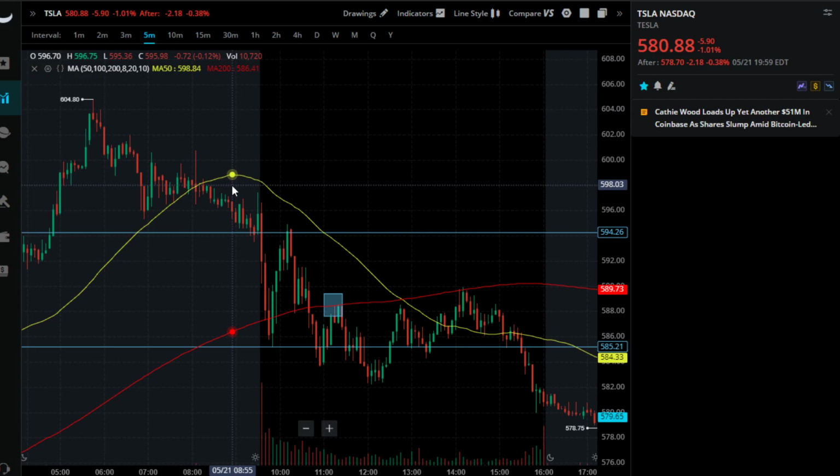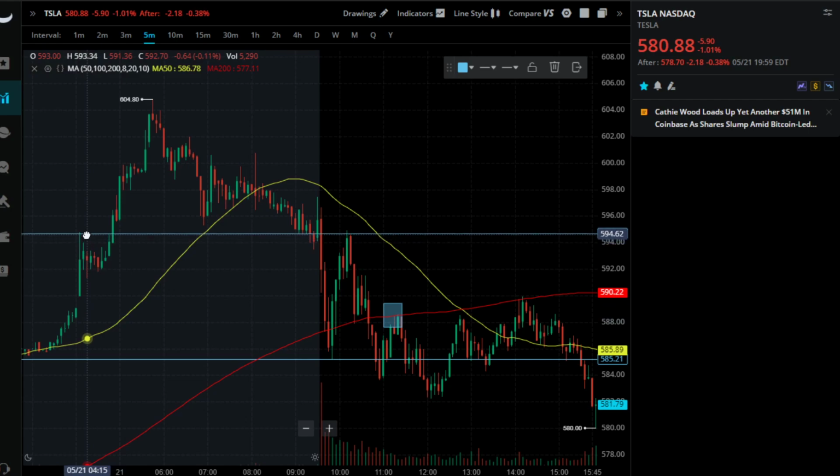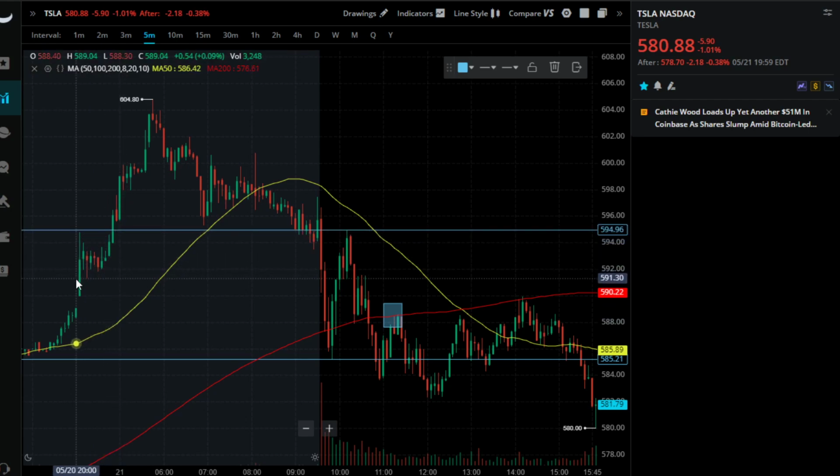Now, let's look into it. We're going to take a look at 3 or 4 examples on Friday. So Friday we had a gap up. We went past our levels. Tesla had 595 as a trigger level. Of course, we broke it. We ended up breaking it on this candle right here. We see we had 594.82. Again, we had a break and we reached the highs.